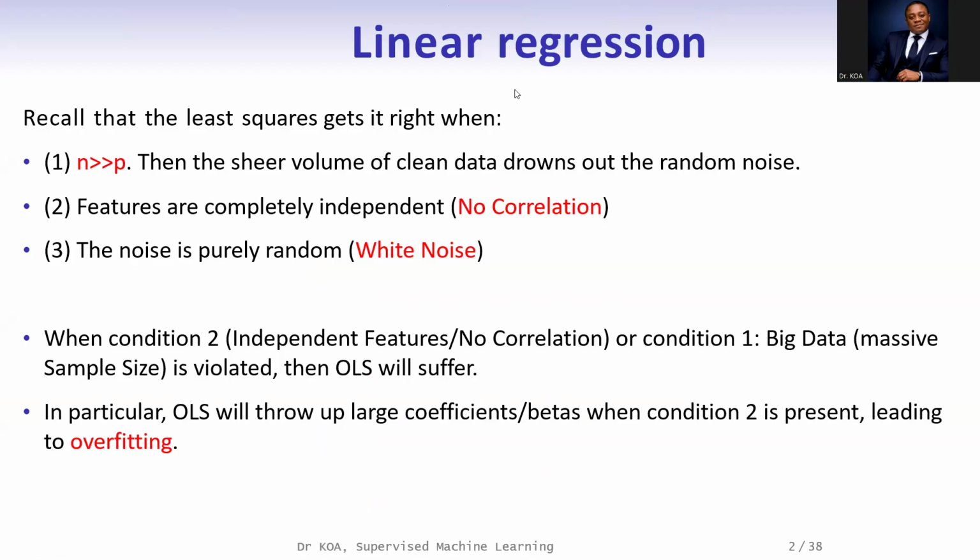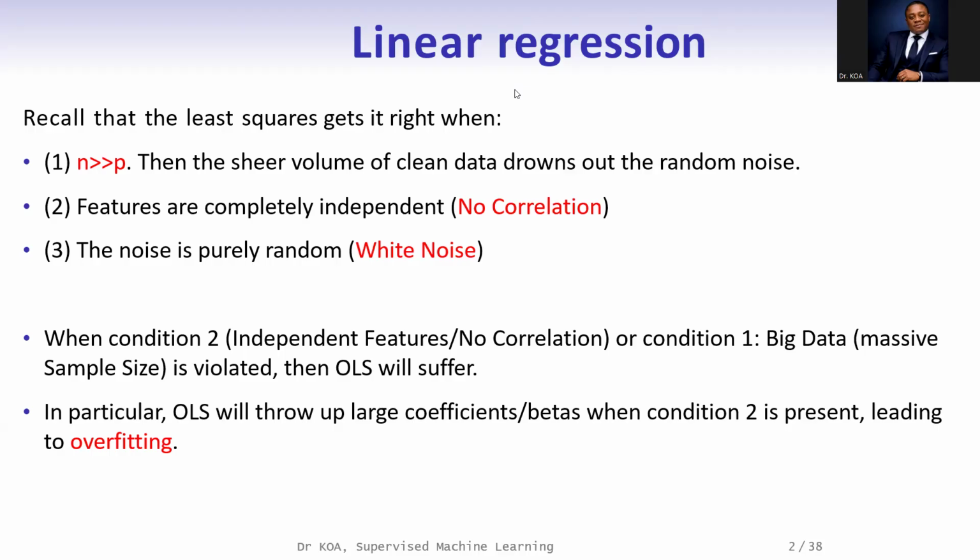In linear regression, the features are completely independent. One of the assumptions of linear regression is that there must be no multicollinearity, or there must be no high multicollinearity. Then the noise is also purely white noise, purely random.